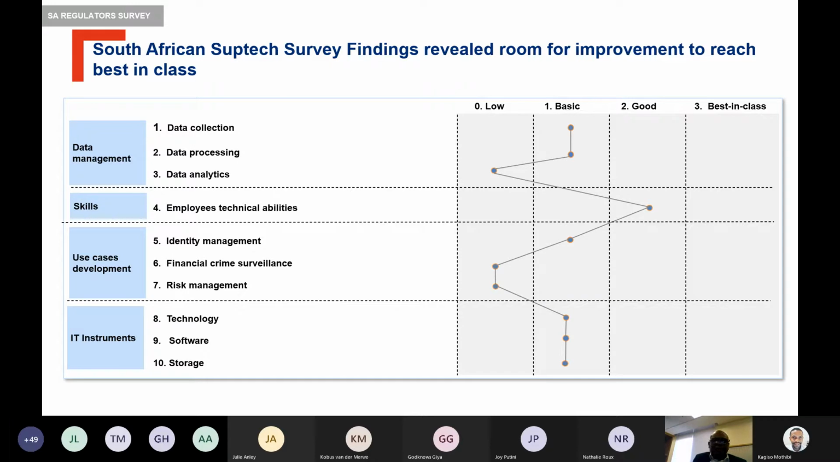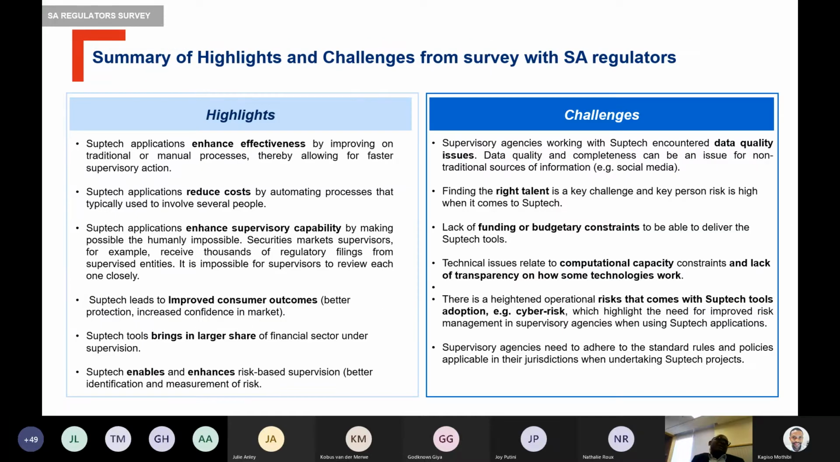So lastly, looking at some of the highlights that came out from our survey, and also the challenges. Some of the highlights were that Suptech increased effectiveness, whereby most of the manual work can now be automated, and some work that was difficult to do, humanly impossible, can now be done with ease. There's an increase in consumer outcomes, whereby a larger sector of the financial system is under supervision and monitoring. So consumers are mostly protected and the efficiency of the system becomes good.